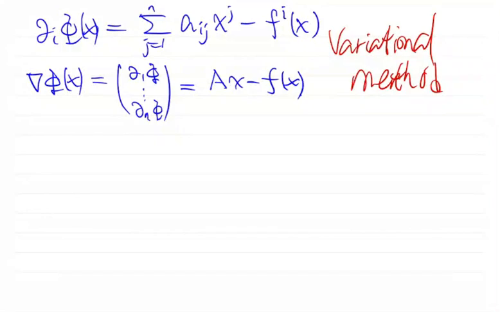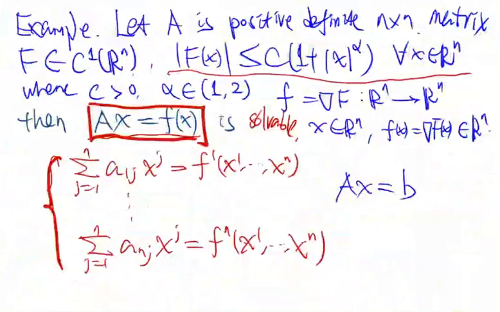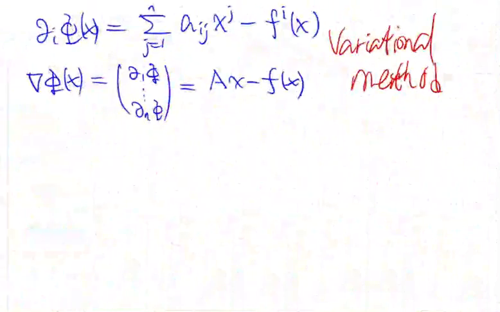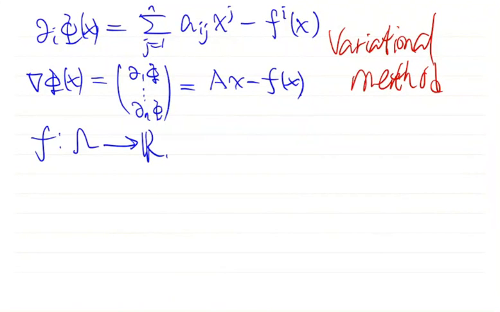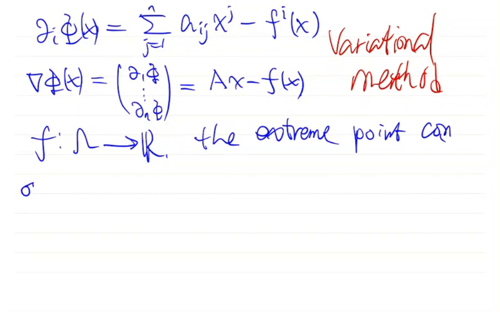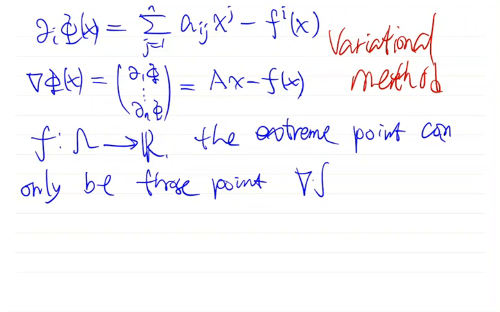So now let's go back to our extreme value problem. From the Fermat theorem, we see that if f is a function defined on Omega, the extreme point can only be those points where the gradient is 0 or the gradient does not exist.